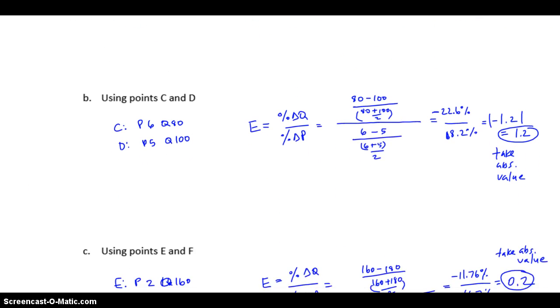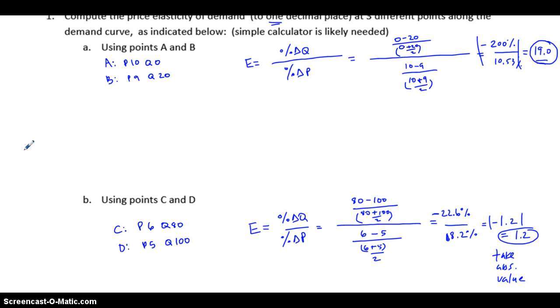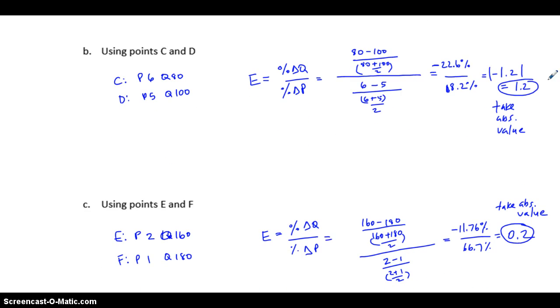For B and C, rather than go through it all in the video, I'm just going to show them here. It's the same exact calculation, percent change in Q over P. We're using the midpoint method. We're just using different points here, and we get negative 22.6% over 18.2%. Notice here now when we take that, still taking the absolute value, we get 1.2. So our elasticity at that first set of points was 19, super elastic. C and D around the middle are kind of near unit elastic, right? Only 1.2. We're saying for every 10% change in price, we'll get a 12% change in quantity, or for every 1% change in price, we get a 1.2% change in quantity.